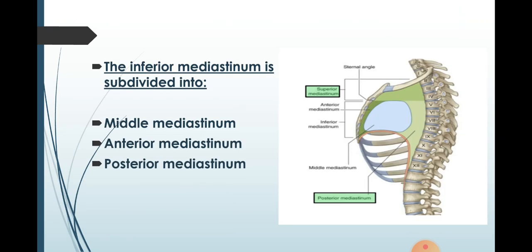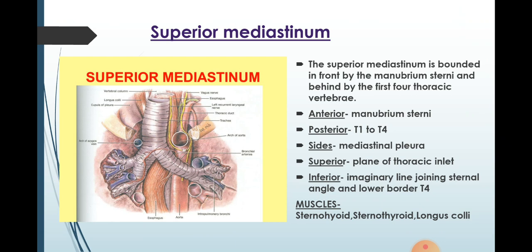The inferior mediastinum is subdivided into middle mediastinum, anterior mediastinum, and posterior mediastinum. Superior mediastinum. The superior mediastinum is bounded in front by manubrium sterni and behind by the first four thoracic vertebrae. Anteriorly there is manubrium sterni, posteriorly T1 to T4, at the sides mediastinal pleura, superiorly the plane of thoracic inlet, inferiorly an imaginary line joining sternal angle and lower border of T4.